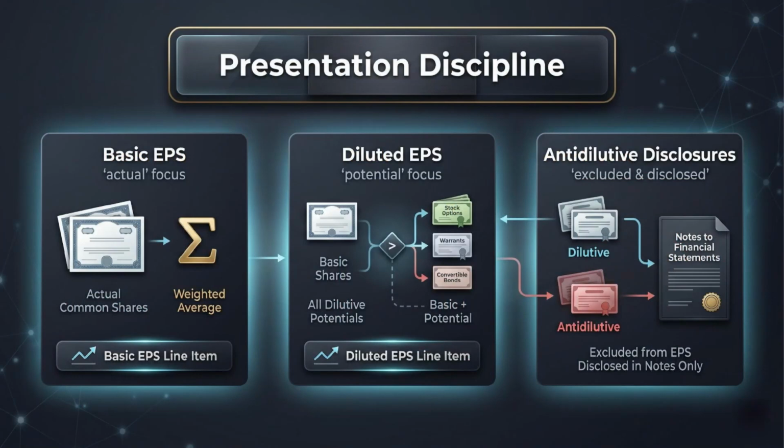Presentation discipline is the final piece. Basic EPS and diluted EPS remain separate line items. Basic EPS uses actual weighted average common shares. Diluted EPS includes only dilutive potential common shares after applying the treasury stock method, the if converted method, ranking, and anti-dilution testing. Anti-dilutive instruments are not included in EPS, although material excluded instruments may be disclosed in the notes.